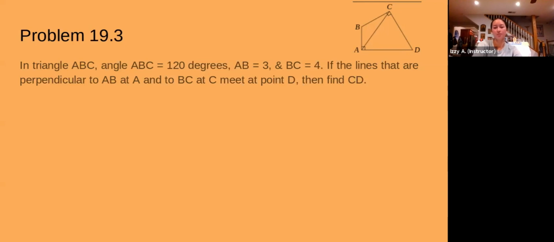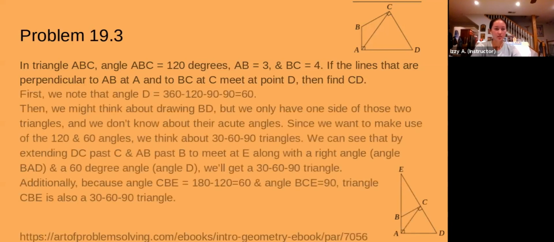Okay, so I'll go ahead and go over this problem. First we note that angle D, because we know that angles C and A are equal to 90 degrees and angle ABC, or angle B, is equal to 120, we can subtract 360 minus 120 minus 90, and we would get 60 degrees.